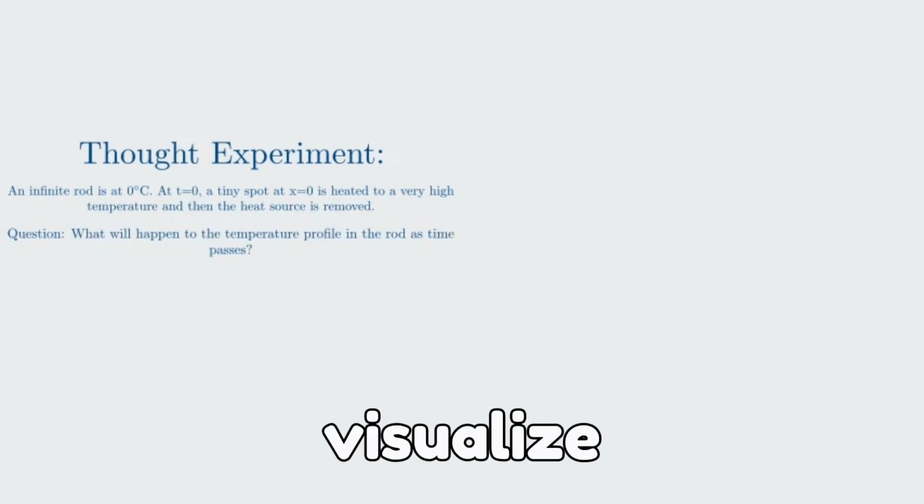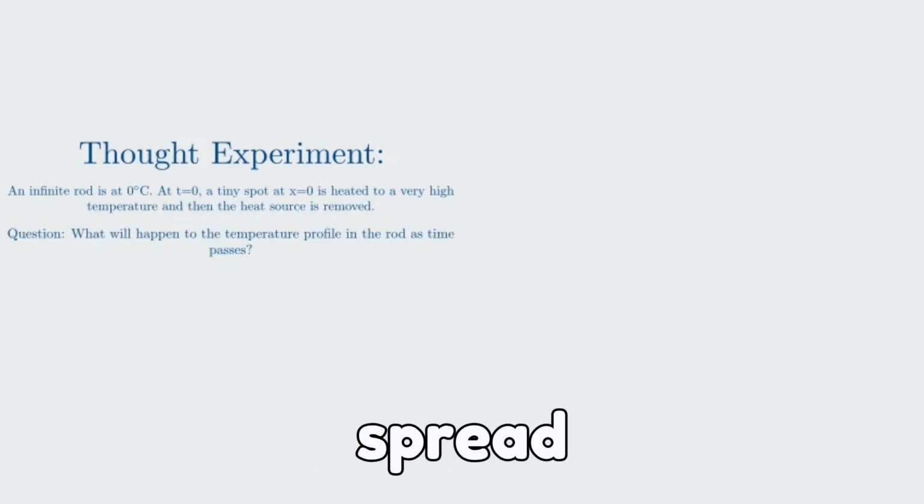Take a moment to visualize it. How will the heat spread? Think about it like this. The heat wants to get away from the hot spot. Where can it go? It can only go left and right. Will it ever all disappear or just keep spreading thinner and thinner?